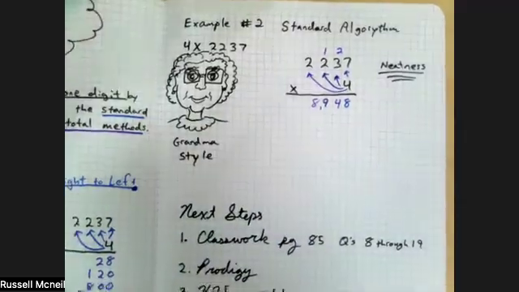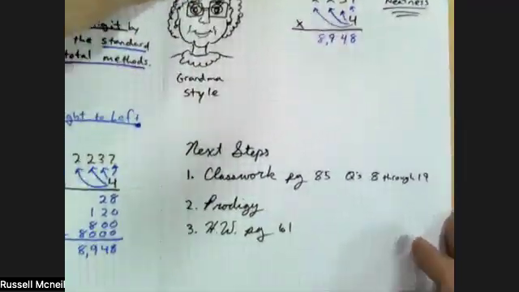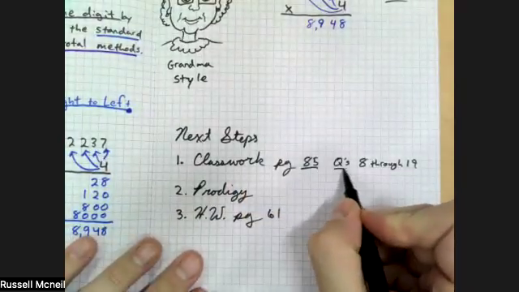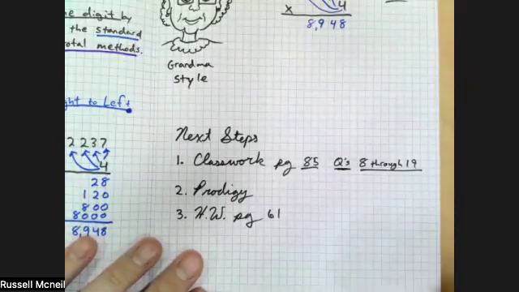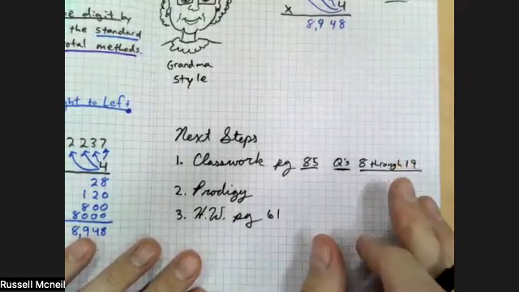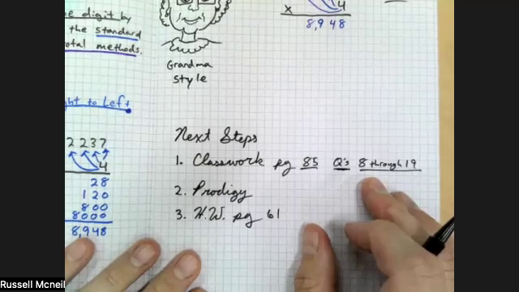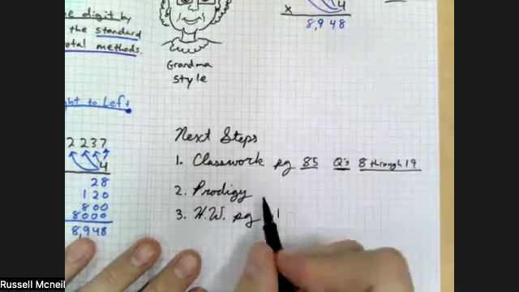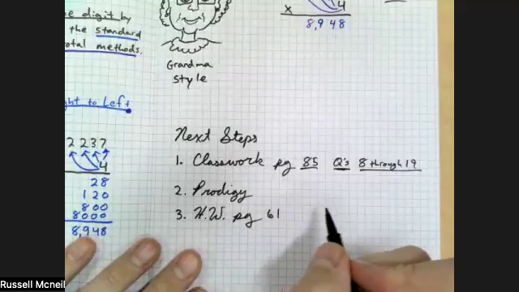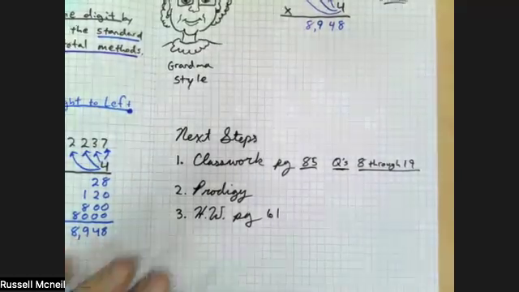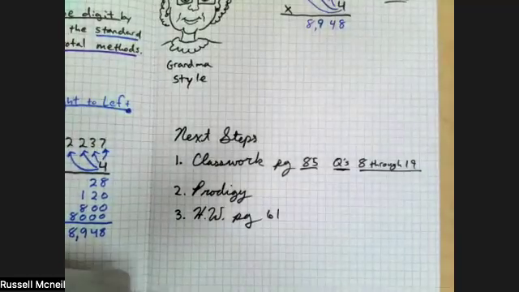All right, next steps. Pretty easy stuff ahead of us. We've got classwork, page 85, and you're only doing questions 8 through 19. This can absolutely be done with a partner, and you can check at my check station with a stamp. After that, you're going to head over to Prodigy, and let's see, we've got homework, page 61 to work on.